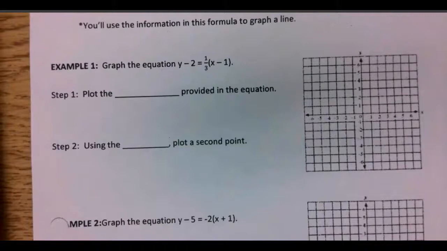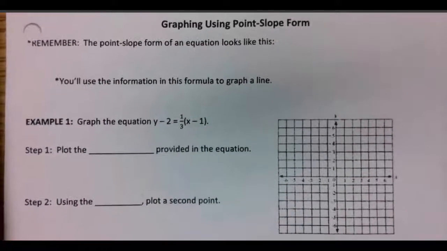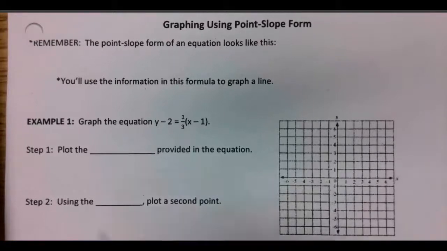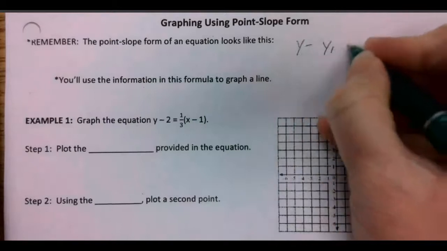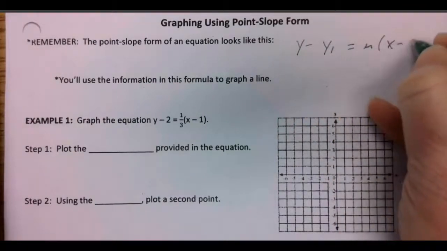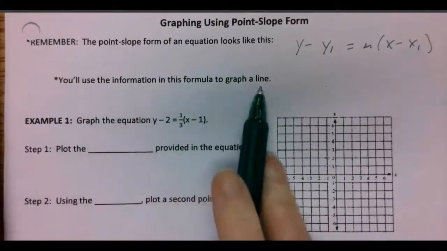This is not anything real hard. Before, when we graphed using slope y-intercept, we were given the y-intercept. This time, we're just going to give the point. The point-slope formula of an equation looks like this. Y minus y sub 1 is equal to slope times x minus x sub 1. Okay? You'll use this information in the formula to graph a line.